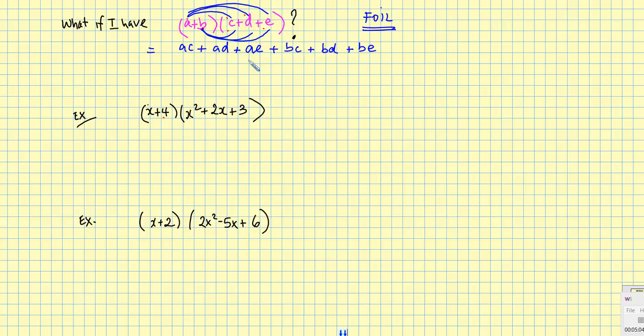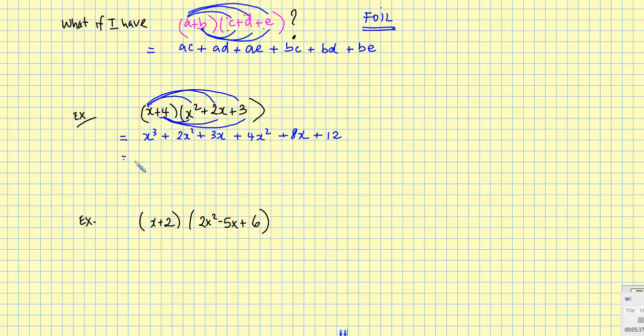Now, of course, there can be situations here where there is going to be the collection of like terms, and therefore you would add or subtract as needed. All right, so let's just do a couple of examples. If I do x times x squared, that'll give me x cubed. Then x times 2x will give me 2x squared. x times 3 will give me 3x. 4 times x squared gives me 4x squared. 4 times 2x gives me 8x. And then 4 times 3 gives us 12.